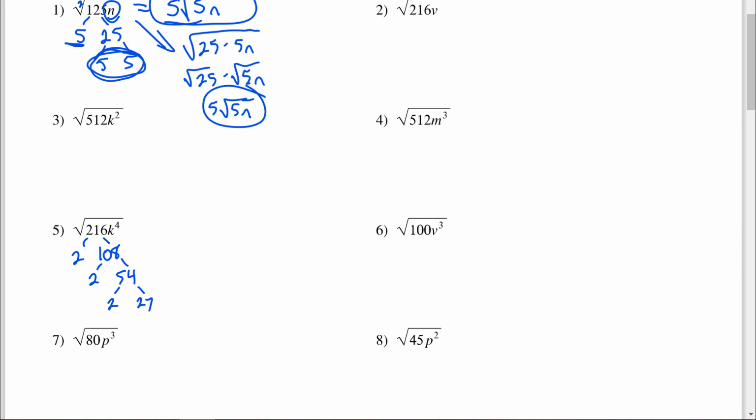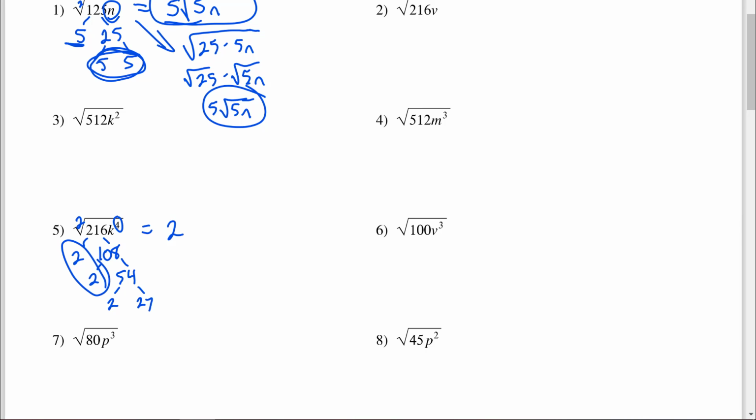So, same thing, I'm looking for pairs. I've got a pair of 2s, so I can take a 2 out. Now let's look at the k's. Well, that k to the fourth breaks down to 4 different k's. So I've got k, k, k, and k. I'll be honest with you, I don't usually break it out like I do the numbers. I kind of look at it and say, all right, I've got 4 k's. How many sets of 2?